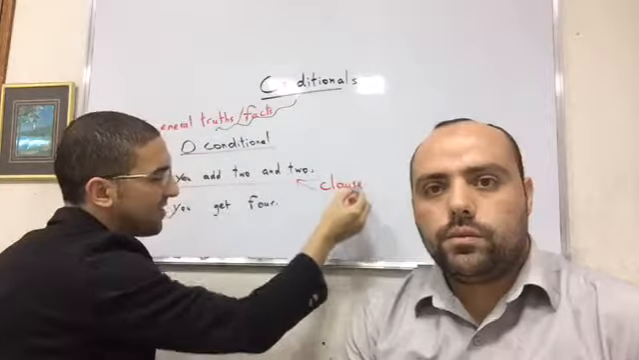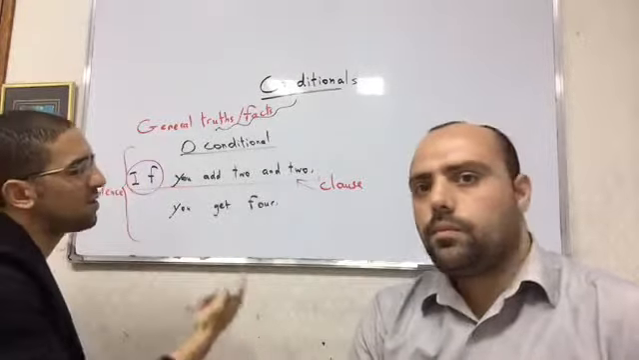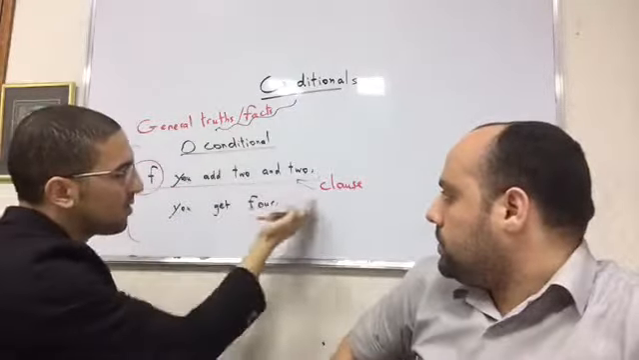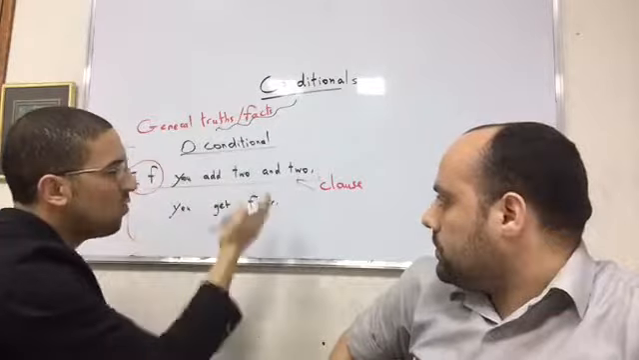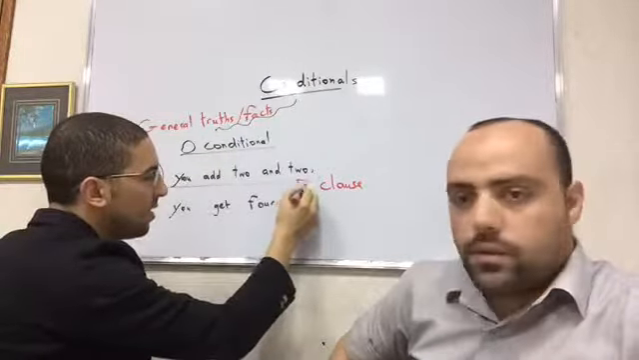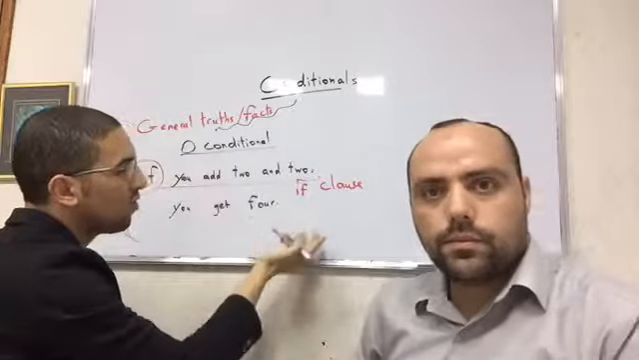A clause is a sentence, but we call it a clause because it is part of a bigger sentence. So this is the whole sentence, and this clause is part of the whole. And it's called an if clause here. So we have 2 clauses here.